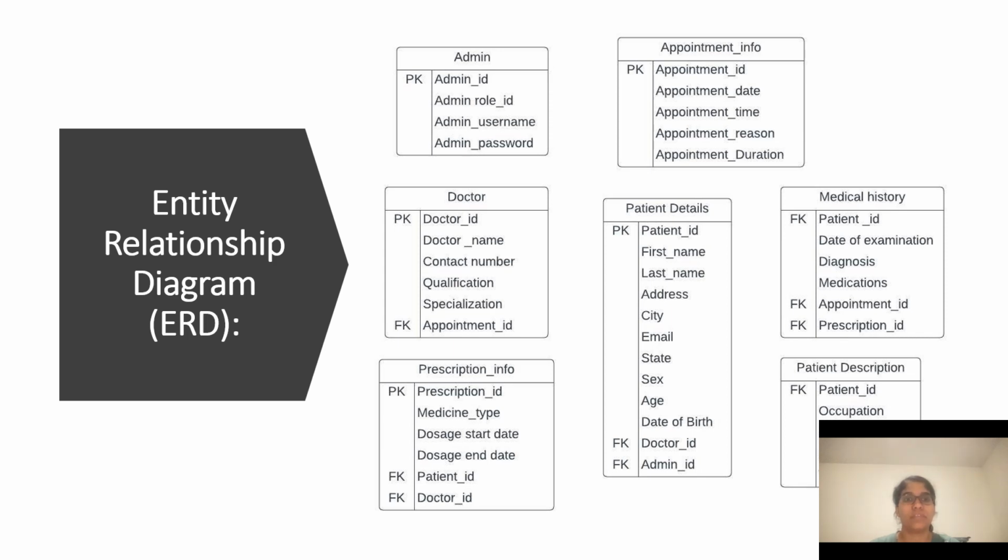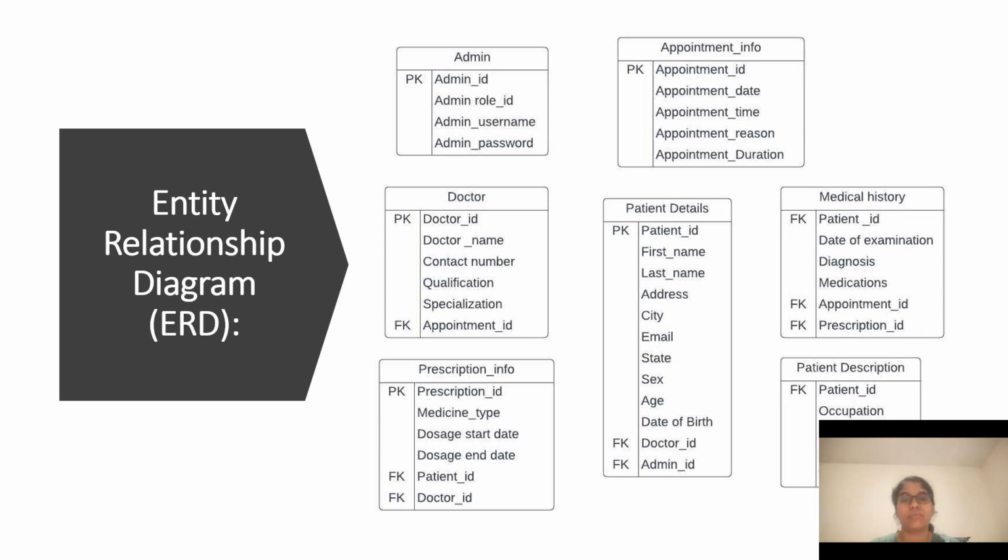So in this we have different types of attributes: medicine type and the dosage, start date and the end date. And then coming to the foreign key, here it has patient id and then doctor id. Patient id is taken from the patient details, and then doctor id is from the doctor entity table. These are considered as foreign keys. And the last one is patient description.